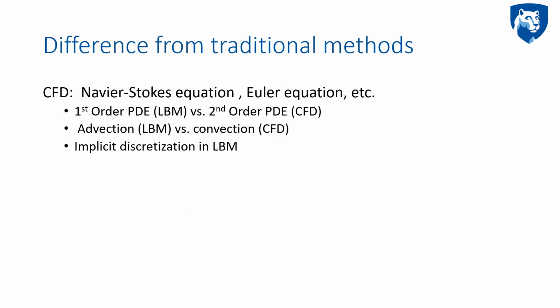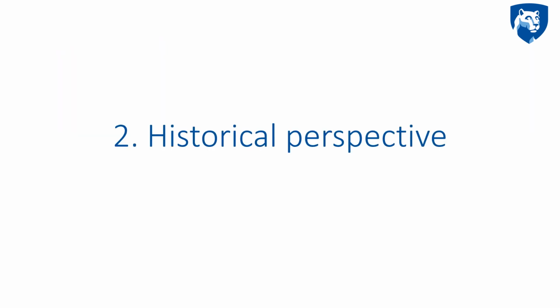Now let me talk about the differences from computational fluid dynamics. So in CFD is primarily the Navier-Stokes equation, which is a second order equation of convection, whereas the Lattice-Boltzmann method is a first order partial differential equation of advection. And in the Lattice-Boltzmann method, we have implicit discretization.